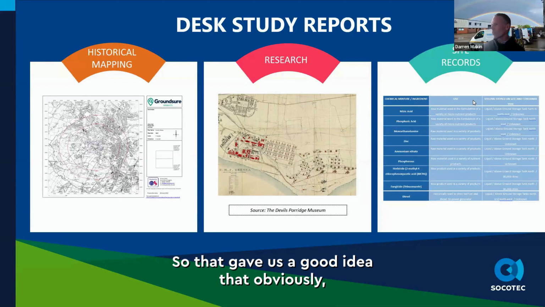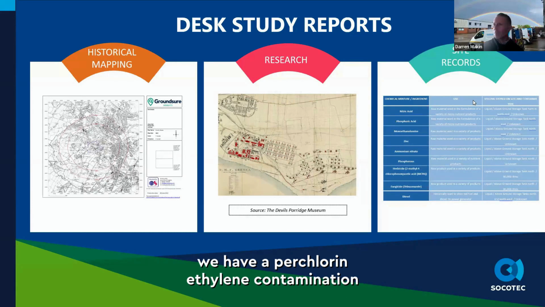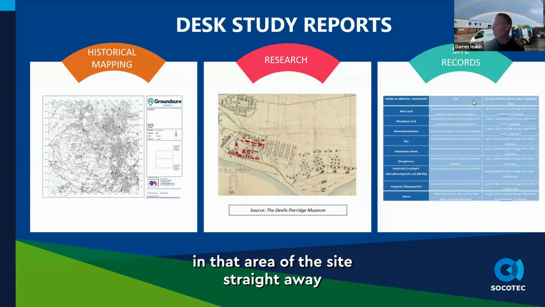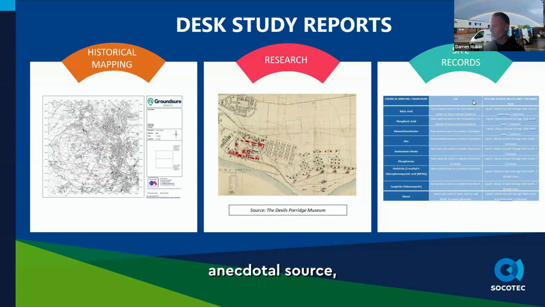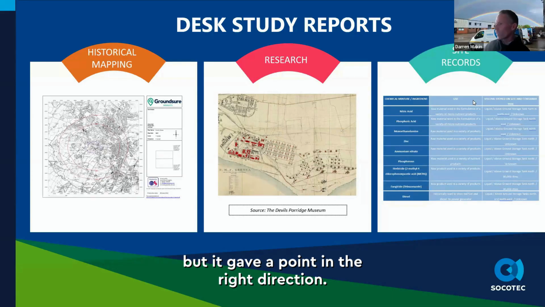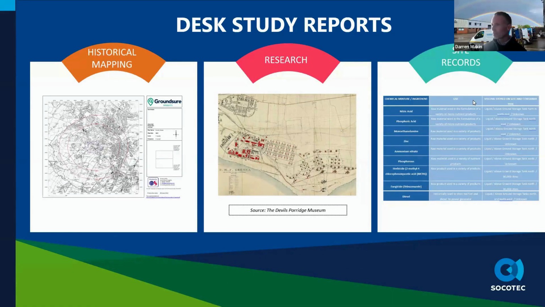And so on. So that gave us a good idea that obviously we have a perchloroethylene contamination in that area of the site straight away because of spillage that was told to me as an anecdotal source. You can't believe everything you're told, but it gave a point in the right direction.